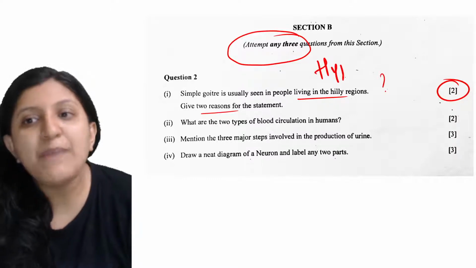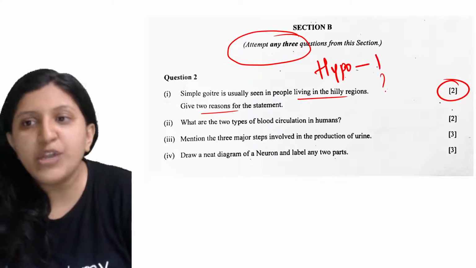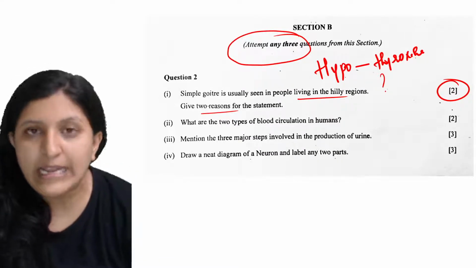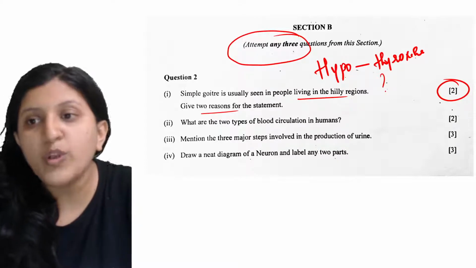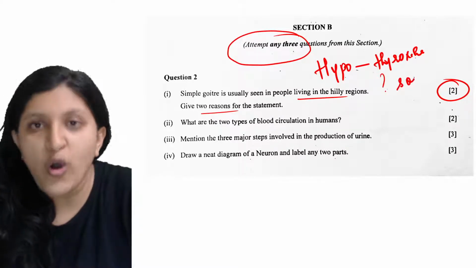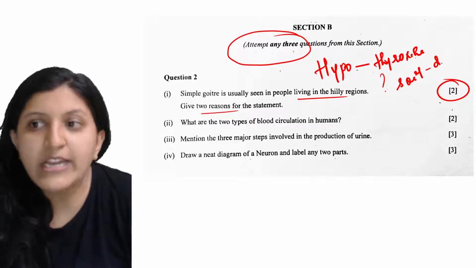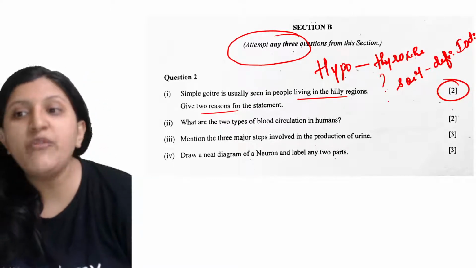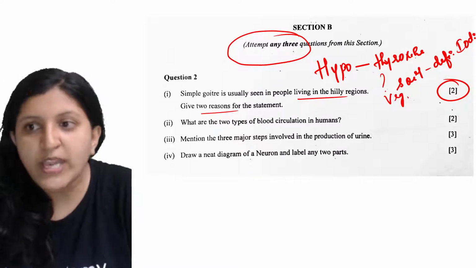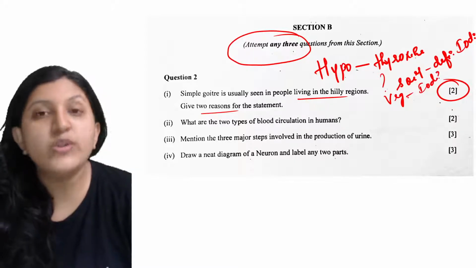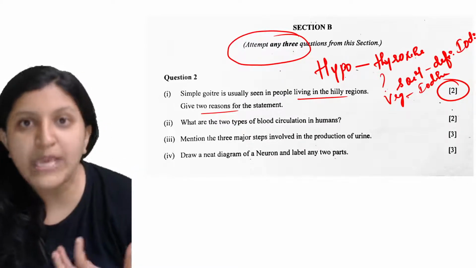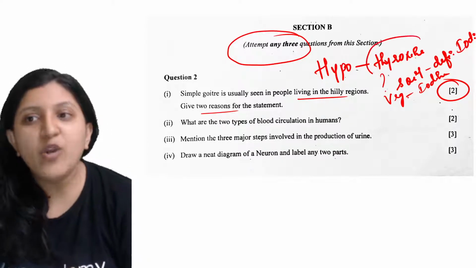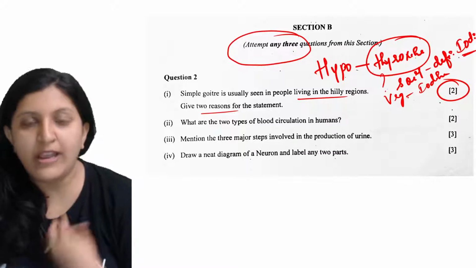So there is mainly hypothyroidism, that is a hyposecretion of the thyroxine hormone. That is the reason they are getting simple goiter. Another reason you can give is the soil, which is deficient in iodine. So the vegetables grown in that soil are also deficient in iodine. Since iodine is not being provided, simple goiter can occur, because iodine is necessary for thyroxine to be released.